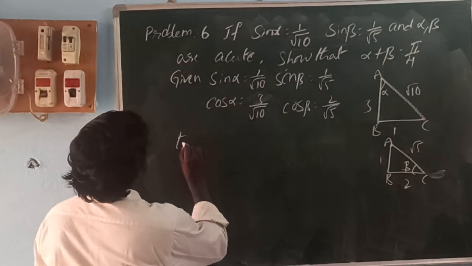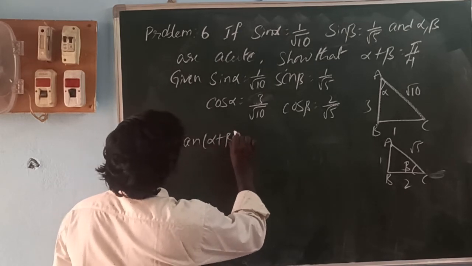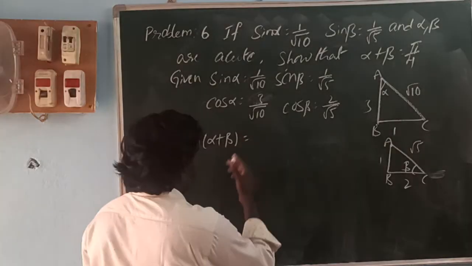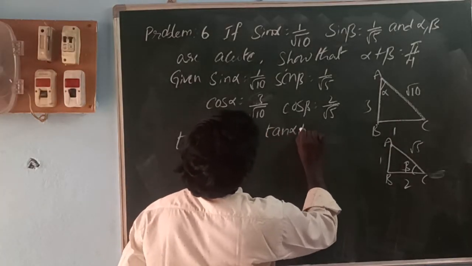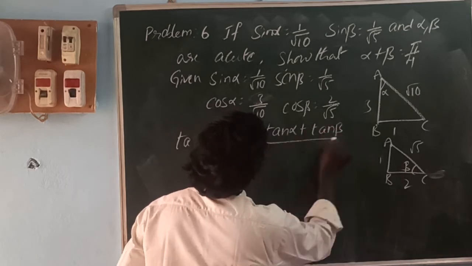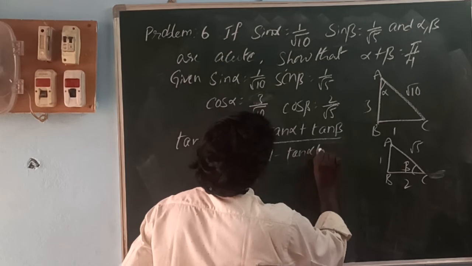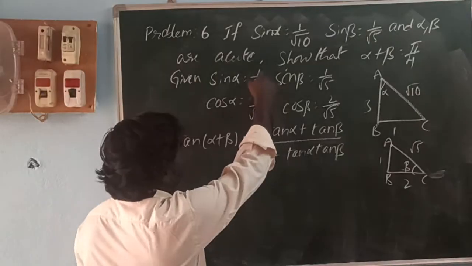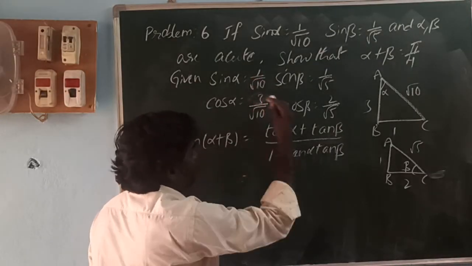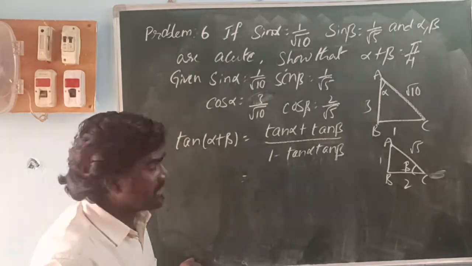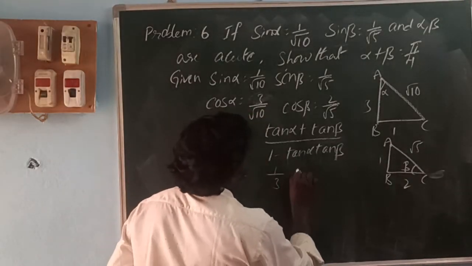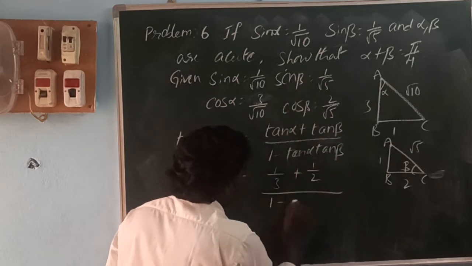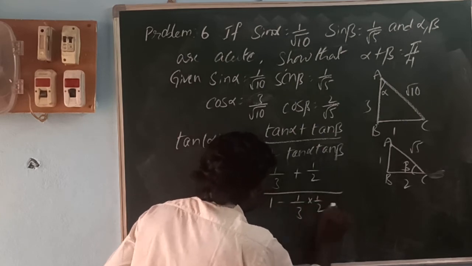So tan of alpha plus beta. They are asking to prove that alpha plus beta is equal to pi by 4. So tan of alpha plus beta is equal to tan alpha plus tan beta by 1 minus tan alpha tan beta. Tan alpha means sin alpha by cos alpha, that means 1 by root 10 by 3 by root 10. So the denominator fraction becomes reciprocal. Root 10 cancels. What remains here? 1 by 3. Plus tan beta, that means sin beta by cos beta, that we get as 1 by 2, minus 1 by 3 into 1 by 2.